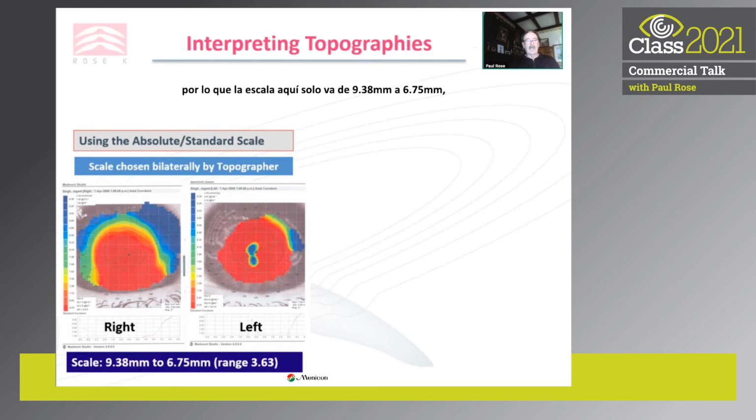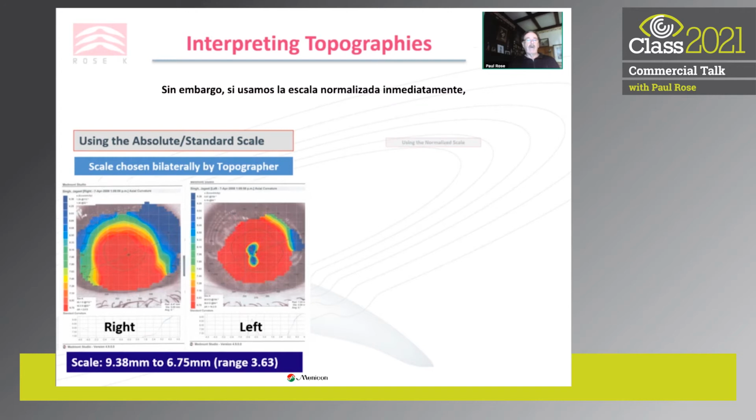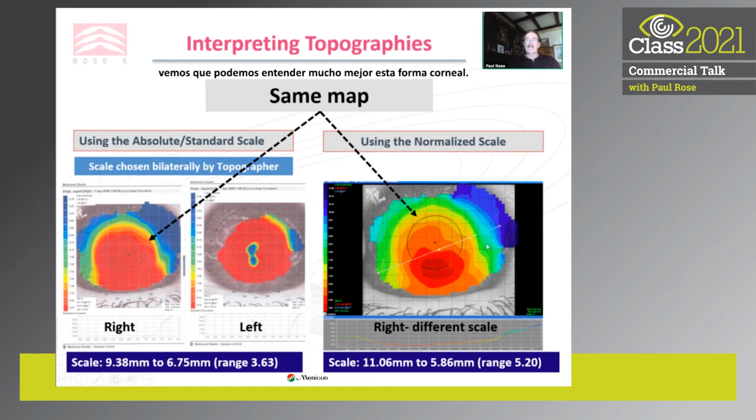So the scale here only goes from 9.38 to 6.75 millimeters, which means that anything steeper than 6.75 will be represented in a single color. So is this pellucid? Is it Clovis? Is it an oval cone? Is it possible to tell? However, if we use the normalized scale, immediately we can understand this corneal shape much better.